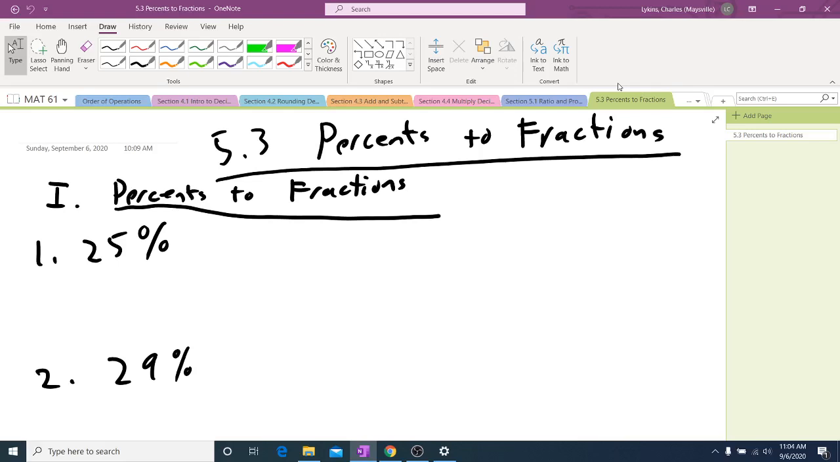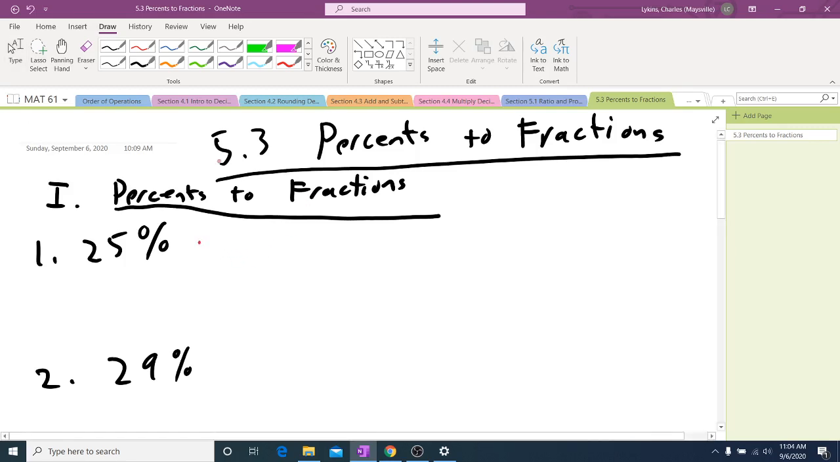Hey, welcome back to section 5.3, which is taking percents and converting them to fractions, and then I want to do fractions to percents. Okay, first is understanding percentages and what they mean as far as a decimal is concerned.